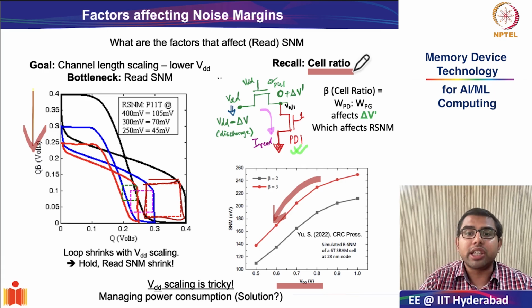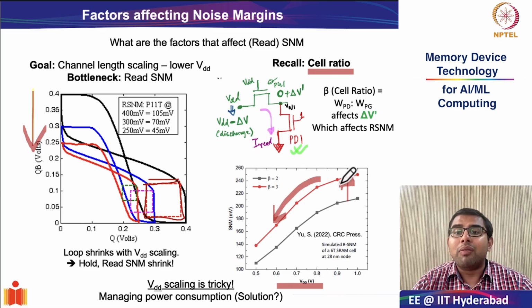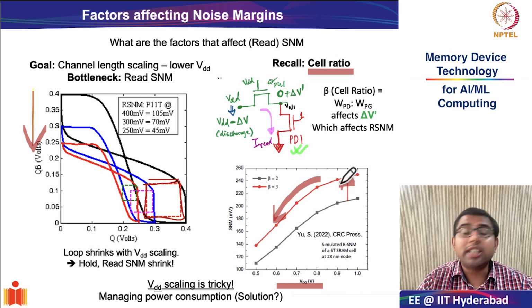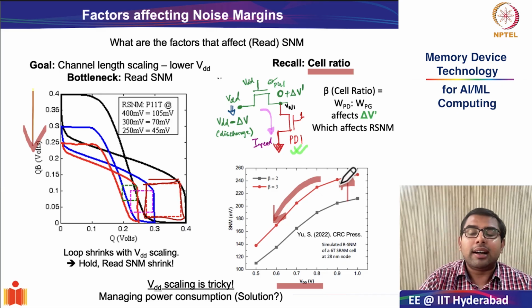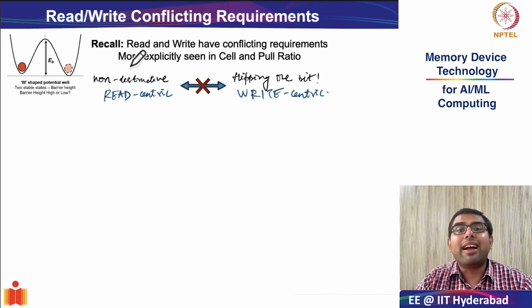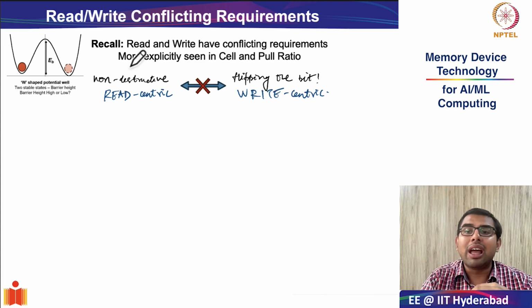So if you improve the cell ratio, the voltage disturbance on the internal node reduces a little bit, and this gives you a benefit of improved noise margins. But we will see in today's class that indiscriminately increasing the cell ratio is not always a viable solution, and this is because of what I have been hinting throughout the SRAM section, that the design requirements for read and write are actually at loggerheads, and this is what we will discuss today. What are the conflicting requirements for both read and write?